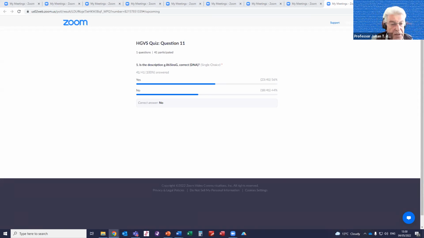The problem with 865 ins G is, what do people mean? Do they mean at position 865 there is an insertion of a G nucleotide? Or do they mean after position 865 there is an insertion? So that's why the rule in HGVS is 865_866 insertion of a G, to indicate where the insertion is. And from the answers you have selected, I can see that it's good that we had this question, because the majority gave the wrong answer.